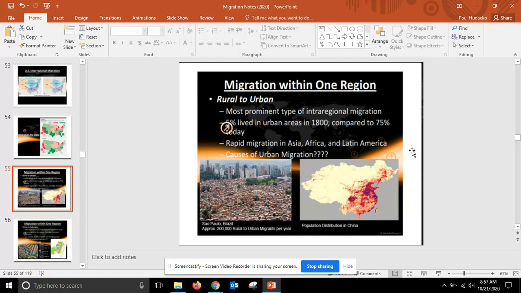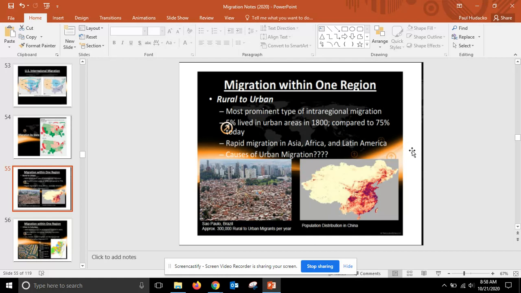So internal migration, one of the major ones right here is urbanization. When we talk about urbanization, and this isn't just U.S., but we're going to talk about the U.S. migration first, this is going to be one of the most prominent types of intra-regional migration. So we're staying within the same region. Much of the population in countries that are more urbanized has changed today. It used to be only about 5% of the world's population right around the Industrial Revolution. But post-Industrial Revolution until today, you're talking about 75% of the world's population living in an urban area.